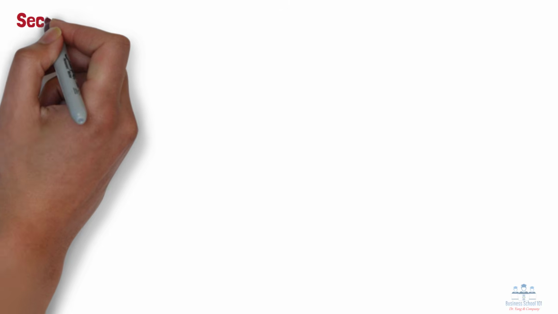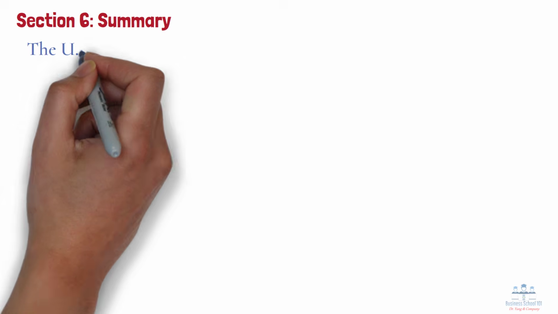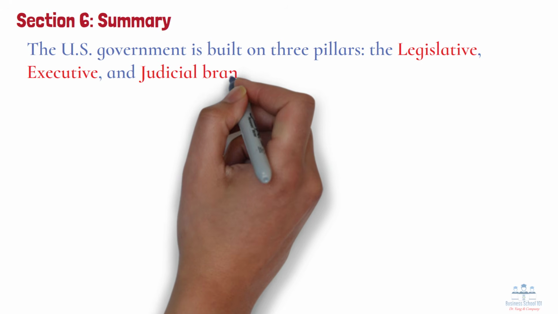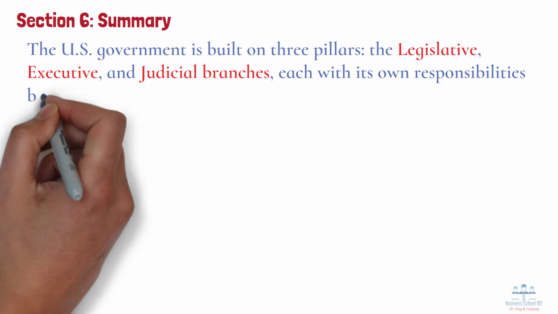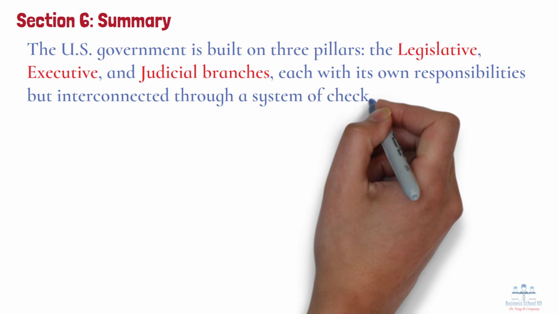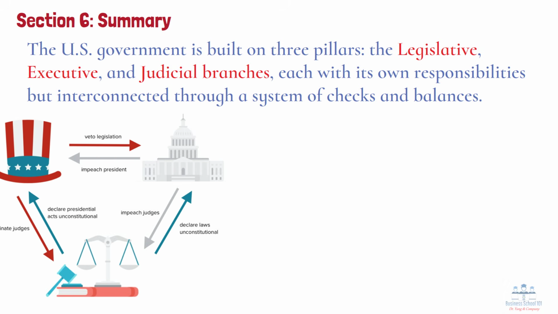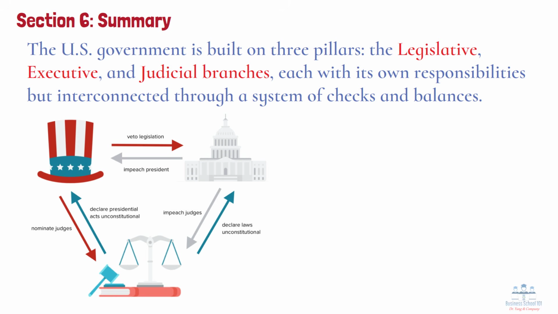Section 6. Summary. To sum up, the U.S. government is built on three pillars: the legislative, executive, and judicial branches, each with its own responsibilities but interconnected through a system of checks and balances. The legislative branch makes the laws, the executive branch enforces them, and the judicial branch interprets them.